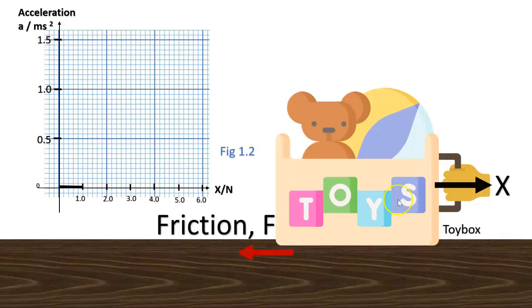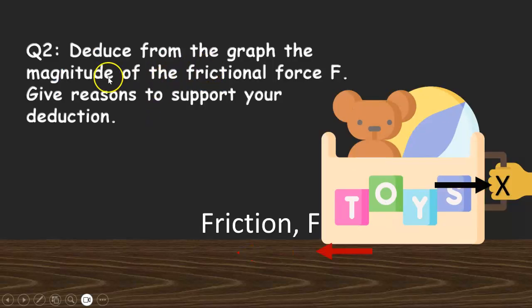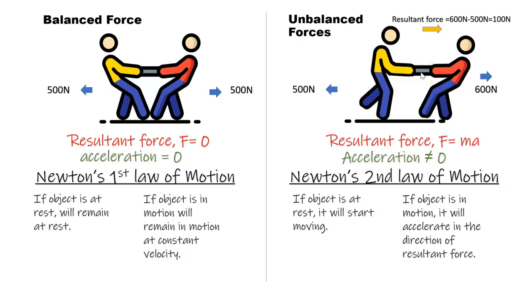The child applies different magnitudes of the force X, and the acceleration of the toy box is measured and plotted on a graph as shown. Deduce from the graph the magnitude of the frictional force F. Give reasons to support your deduction. Let's do another quick recap.